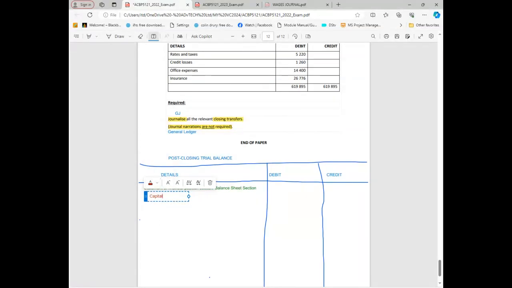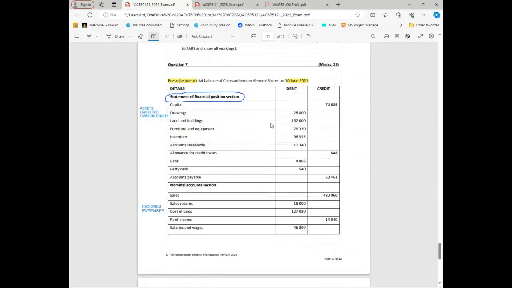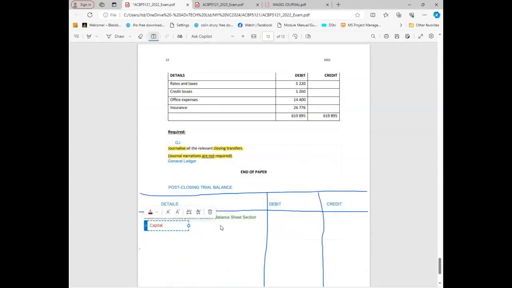Sometimes they can give you a column for folio, but here there's no folio. If they give you a folio column, everything in this section will have the code B. Capital will be B1, drawings will be B2, land will be B3. B stands for what? Balance sheet section. Can you see now? Yes, sir.